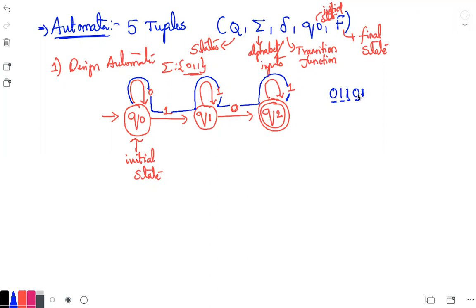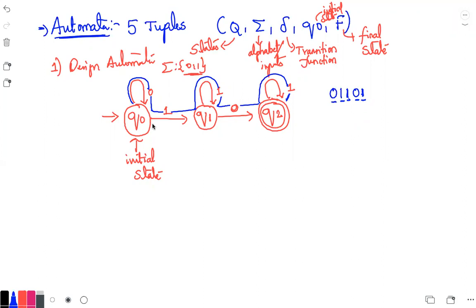Agreed, all of you? Sir, what is the logical reasoning behind this? Don't worry, I will explain. Don't dwell too deep. Just view the concept. I will explain you all the cases. Don't worry. All of you agreed with this one? This automata is deriving this string 0, 1, 1, 0, 1.